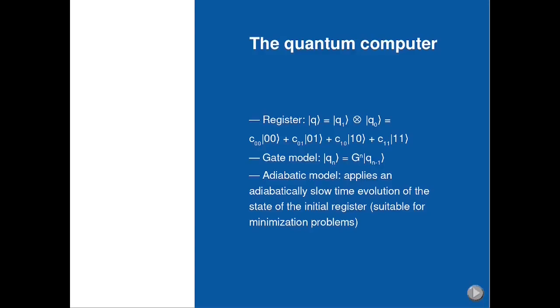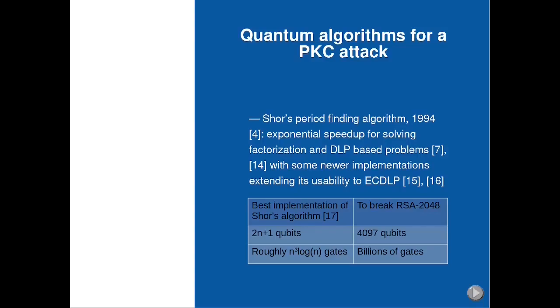The adiabatic model uses physics to produce a slow evolution in time of the initial state. This kind of computation is very suitable for minimization problems. Now I want to show some of the quantum algorithms that can be used to attack public key cryptography. The first one I want to mention is Shor's algorithm, made by Peter Shor in 1994.